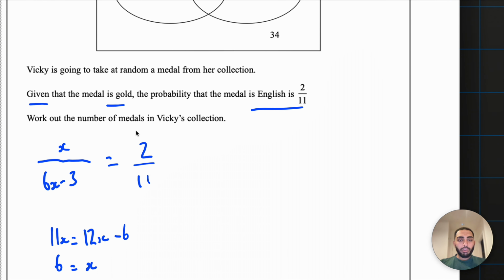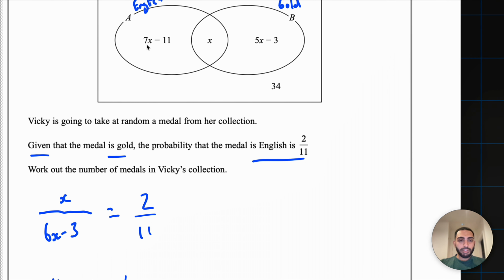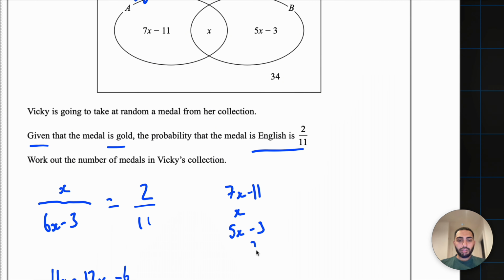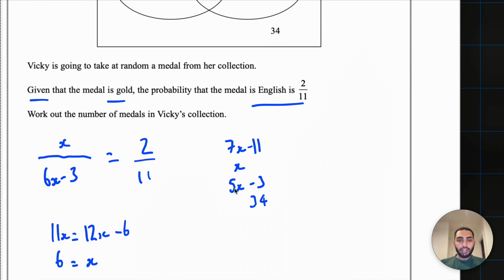We're trying to work out the number of medals in Vicky's collection. So either we can substitute x into all of these, or I can create an expression and just substitute it into that. I think I'm going to do the second option just because it'll be easier overall. So I've got 7x minus 11, add x, add 5x minus 3, add 34. So 7x add x, add 5x, that's 8x plus 5x, which is 13x. Negative 11 minus 3, that's minus 14. Add 34, which would be plus 20.